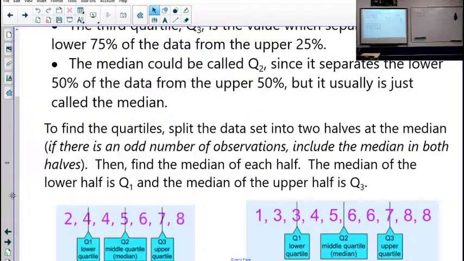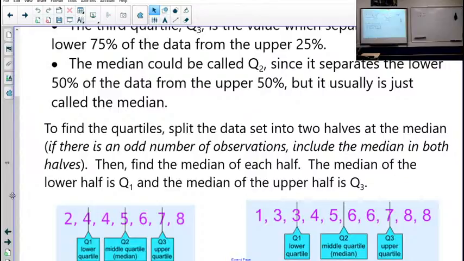So if we have a list of data, we would take the list and split it until we found the median. But then we could go from the median and split that in half, make that list, and figure out what the middle number is of that list. So I got 2, 4, and 4. The middle number would be 4. I've got 1, 3, 3, 4, and 5. That middle number would be 5. So that's the first quartile. Here's the third quartile.